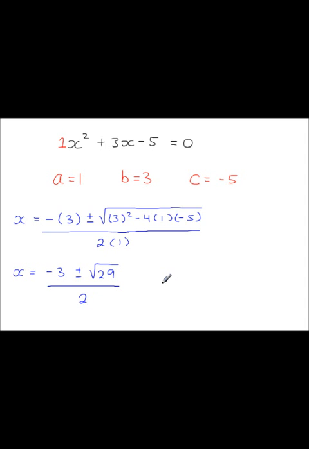You have x is equal to minus 3 minus root 29 all over 2. So that's one of the solutions. And the other one is x is equal to minus 3, but with a plus this time, root 29 over 2.